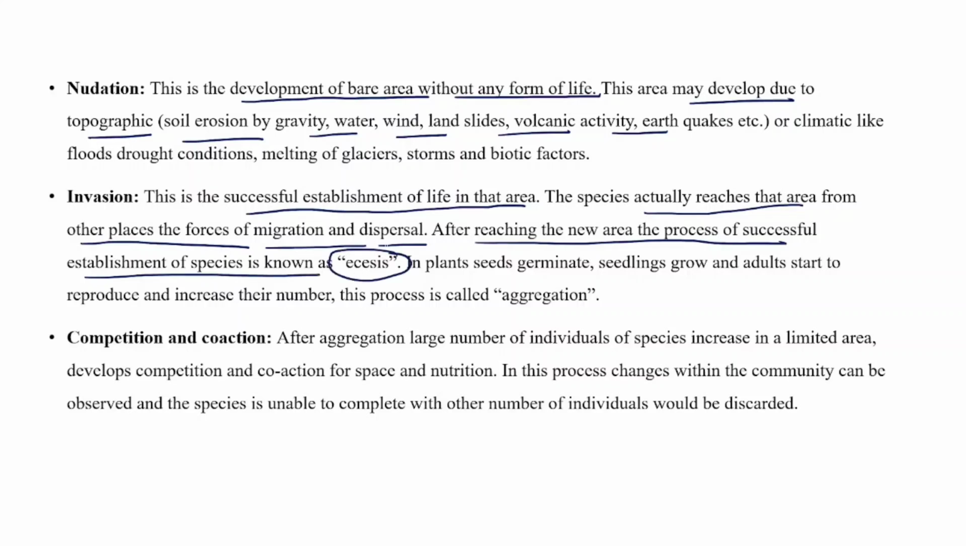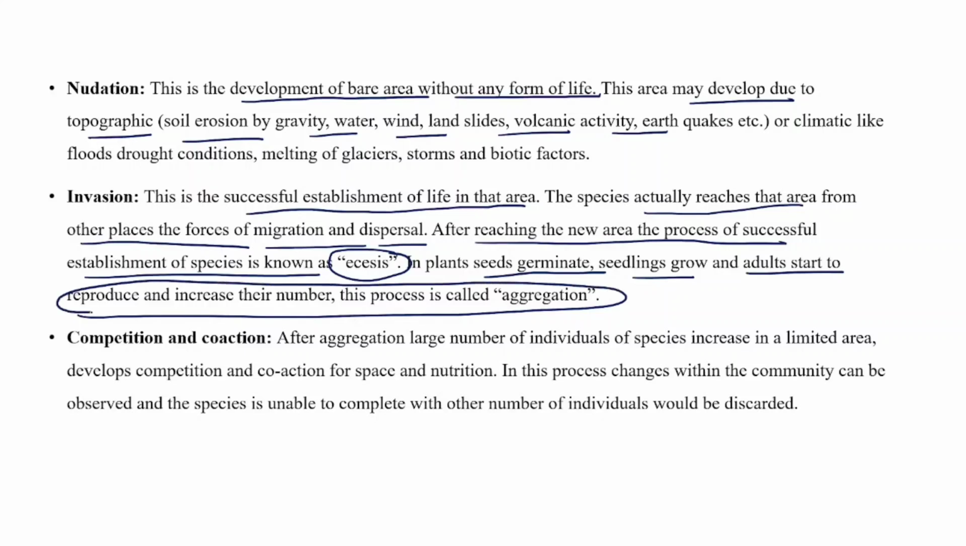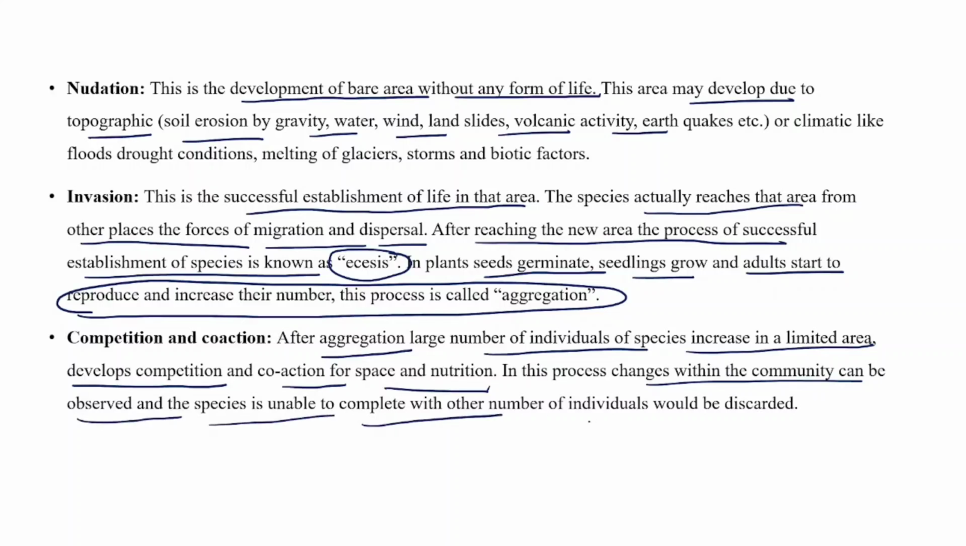So when a new life form gets established in the new area, this process of establishment of species in this new area, we call ecesis. In plants, seed germinates, seedling grows, and adults start to reproduce and increase their number. This process is called aggregation, right? Coming to competition and coaction. After aggregation, a large number of individuals of a species increased in a limited area develops competition and coaction for space and nutrition. In this process, changes within the community can be observed, and the species that are unable to compete with the other individuals would be discarded.